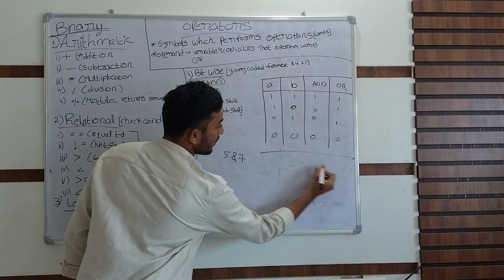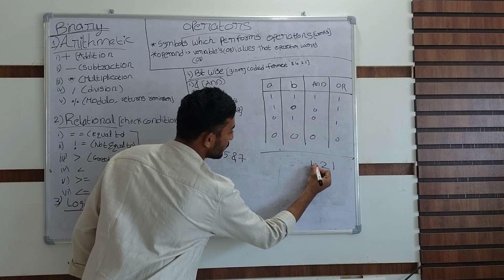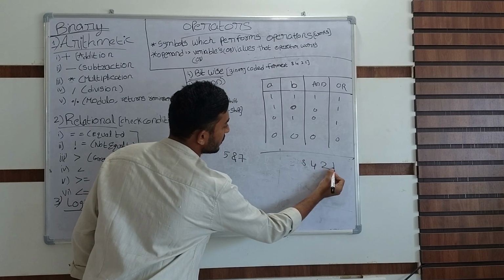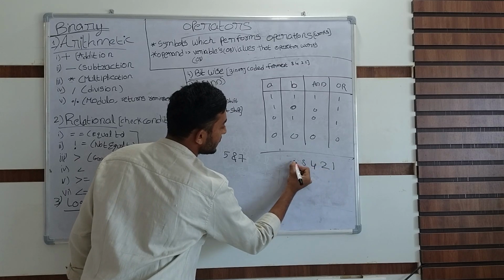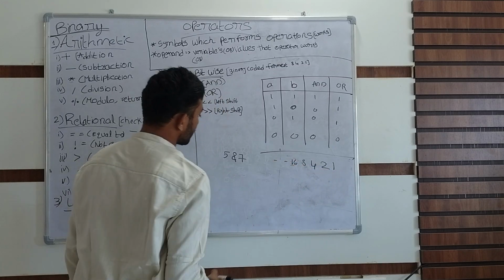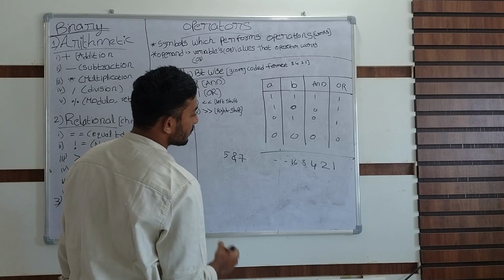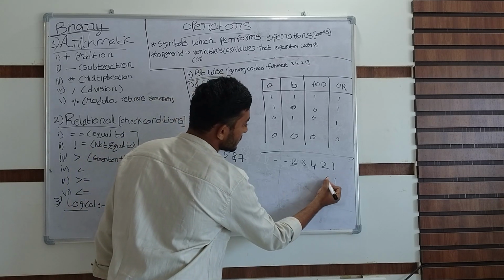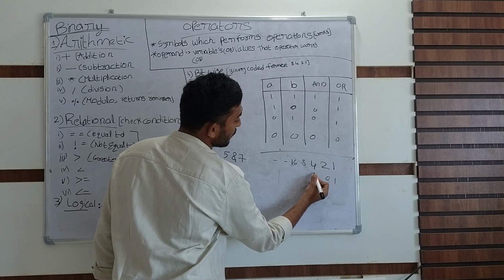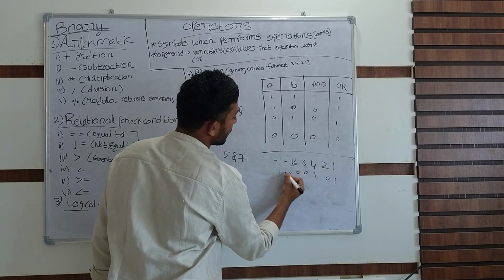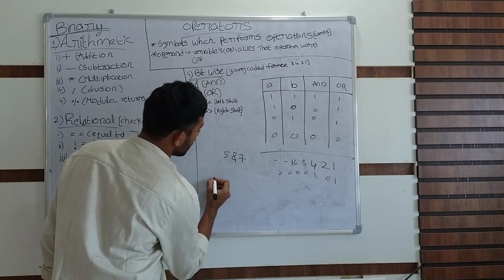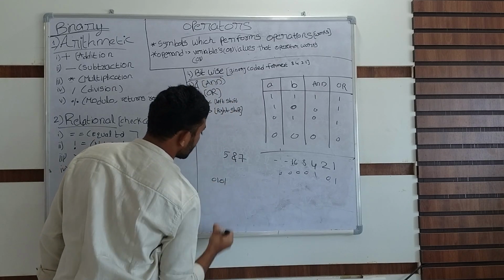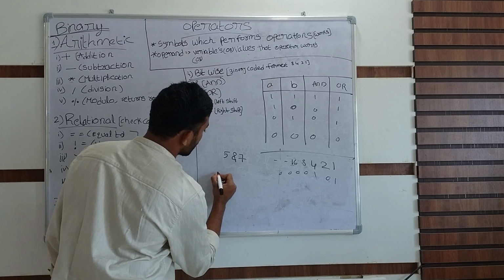Let's take 1, 2, 4, 8. 1 twos are 2, 2 twos are 4, 4 twos are 8, 8 twos are 16, like this. For 5, what is the binary code? 1 is used, 2 is not used, 4 is used, and all the remaining are zeros. The binary code is 0 1 0 1. This is the binary code of 5.